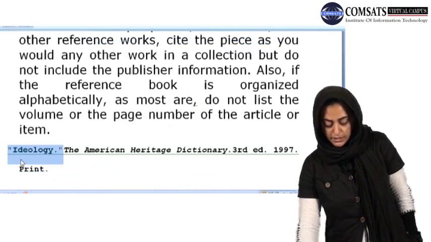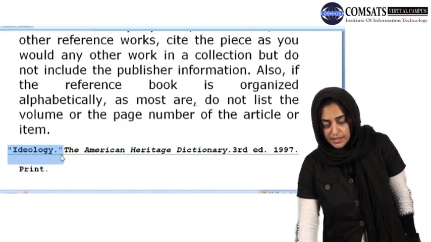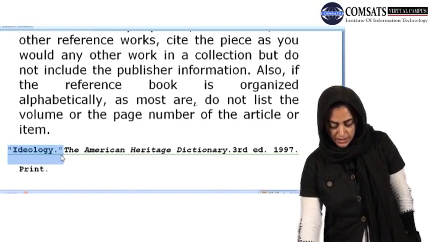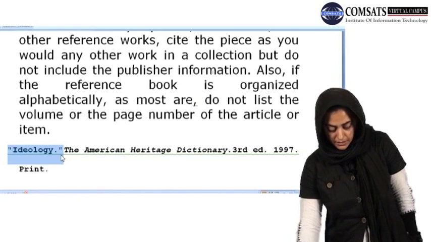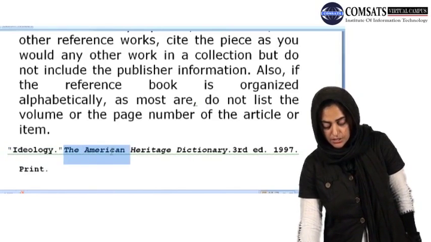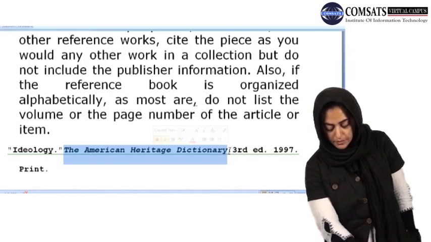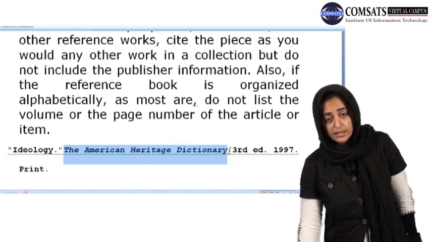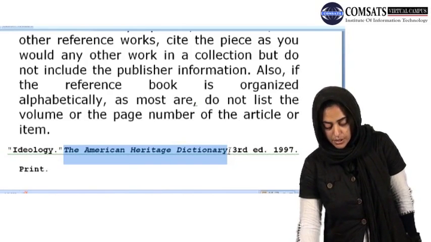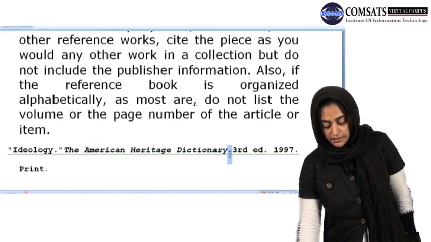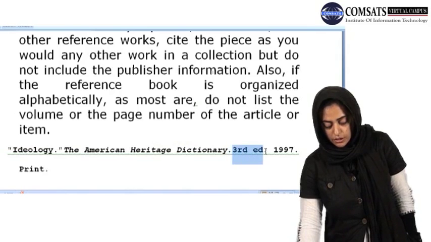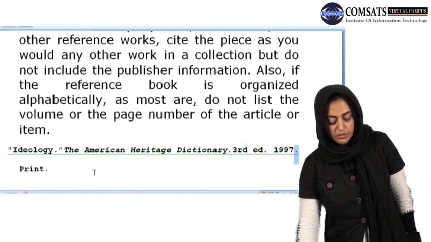Yes, ideology is the title of the particular essay or article that you picked up from some encyclopedia or dictionary. Then next, the American Heritage Dictionary is the title of the reference book from which this information was taken. After that there is a period, then the edition, third edition, then a period, then the year of publication, 1997, then a period, then print, the medium of publication.